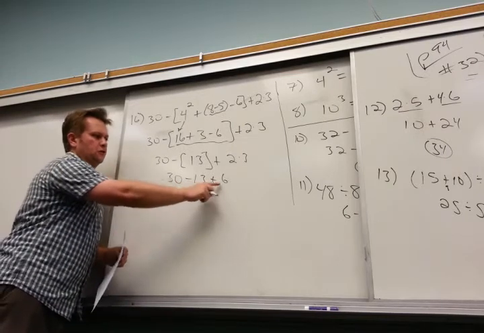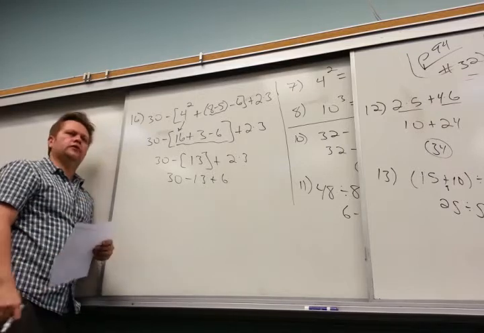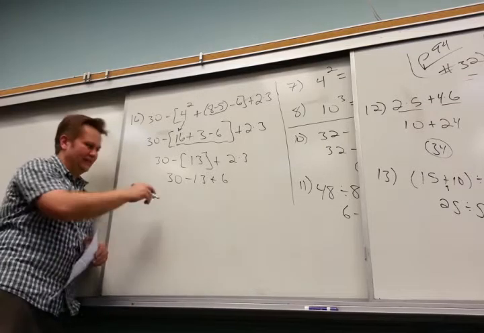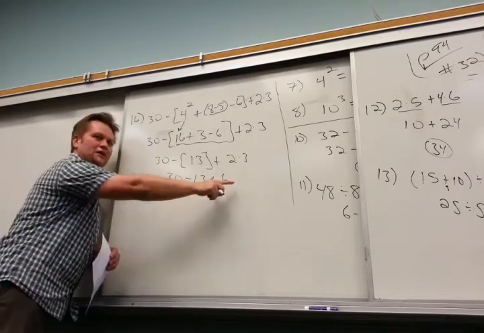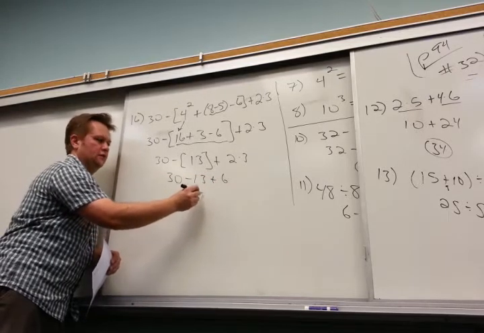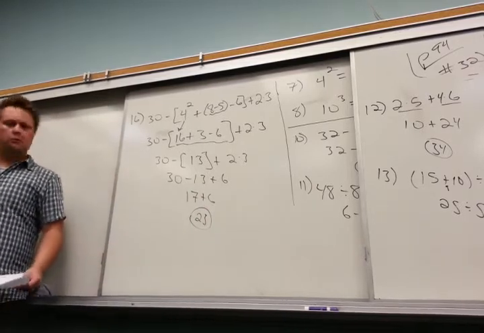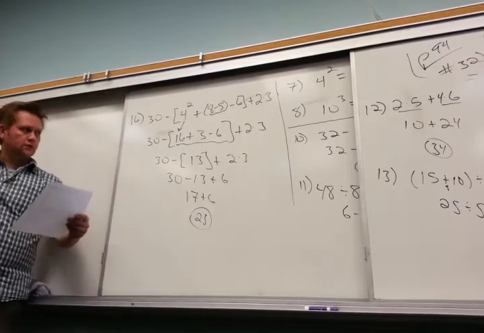Now, do I do 13 plus 6 is 19? No, no, no, Jeff. Tell. I like that. So, as it comes, 30 minus 13 is 17. 17 plus 6 is 23. Sweet. So a lot of people were getting that number as I was walking around. That's good.